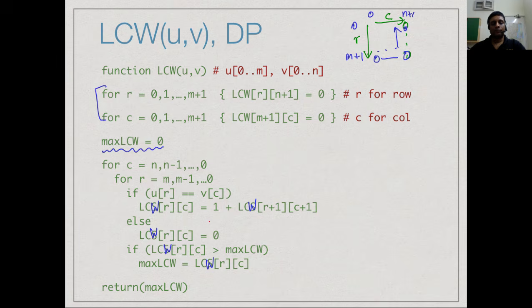So if U of R is equal to W of C, then the length of the longest common word at R, C is 1 plus the value at R plus 1, C plus 1. Otherwise it is 0 because there is no common word. And if the new value I have computed is bigger than the value I have seen so far, then I will update it to the current value. Finally, at the end, I will just return this length. So it's a very straightforward, iterative way to process this column by column. You could invert these two indices and do it row by row. That is an exercise.